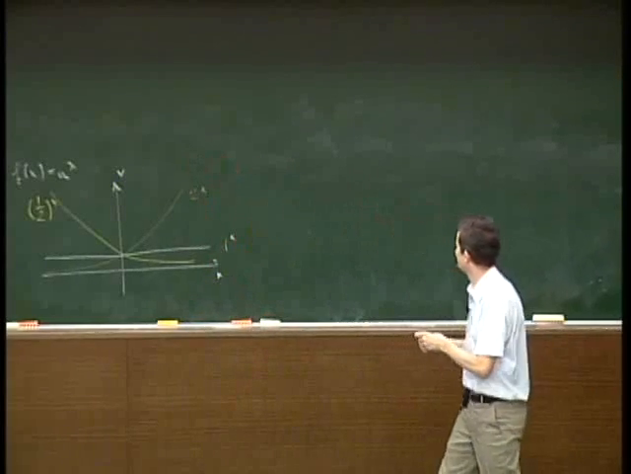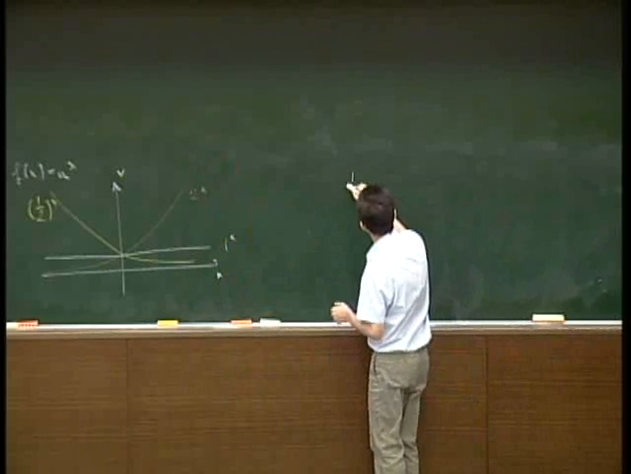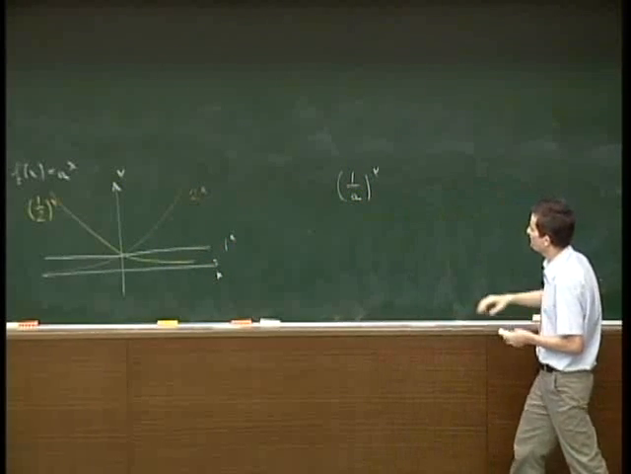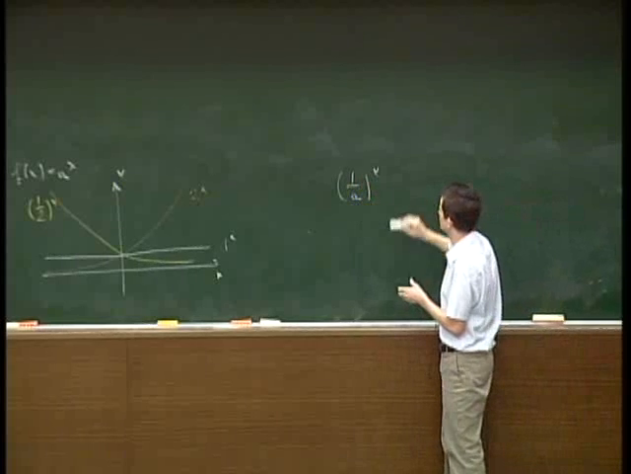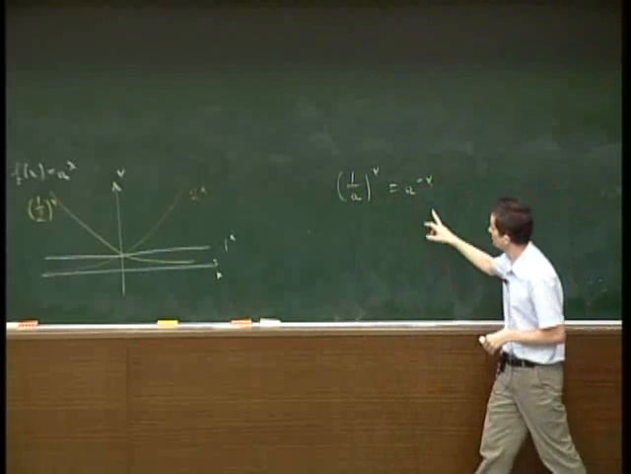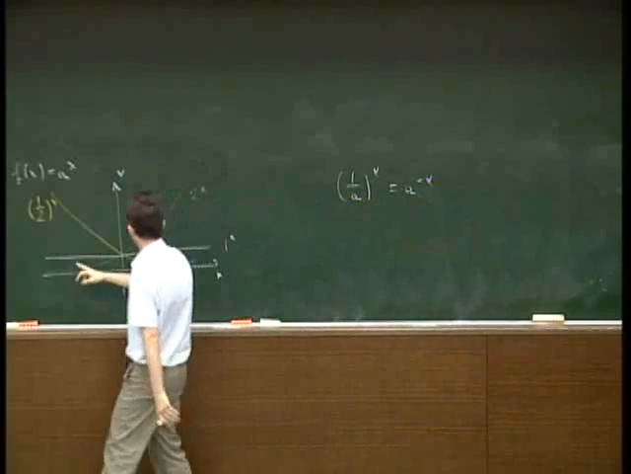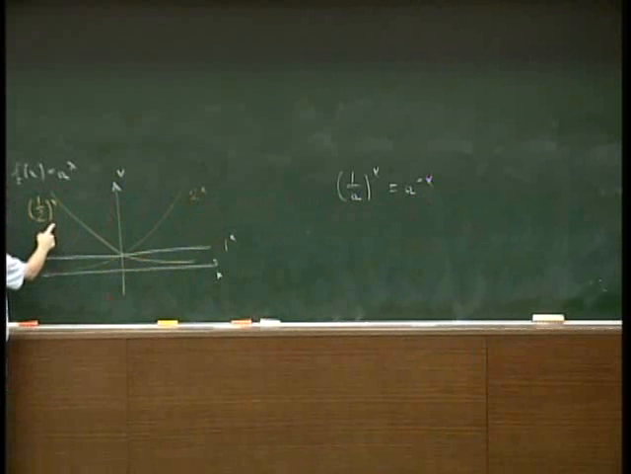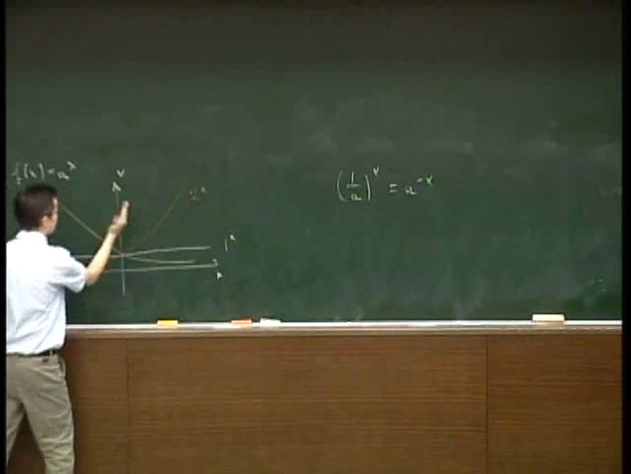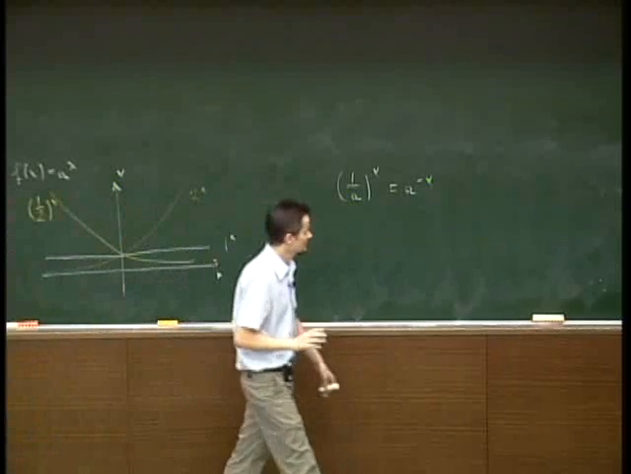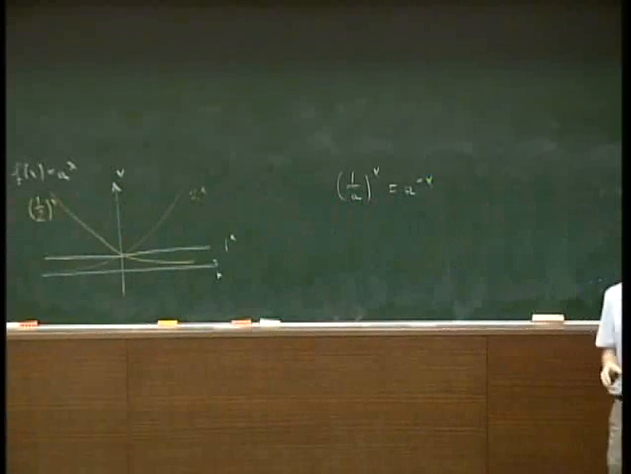Now, if you use this property, you already see that if you have a base which is 1 over a, then you can write this as a to the minus x, which means that if you have the function 2 to the x and you want to have the function 1/2 to the x, you just get it by reflecting it about the y-axis. So you see already here some properties.